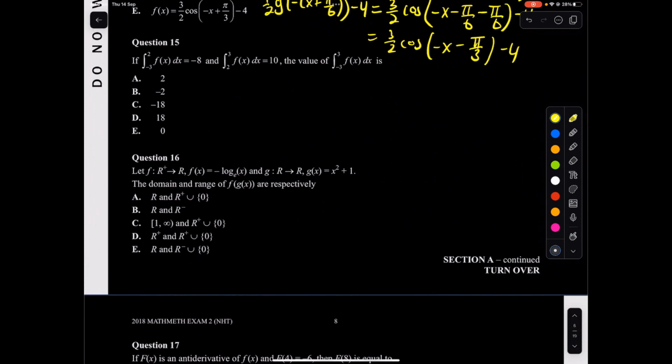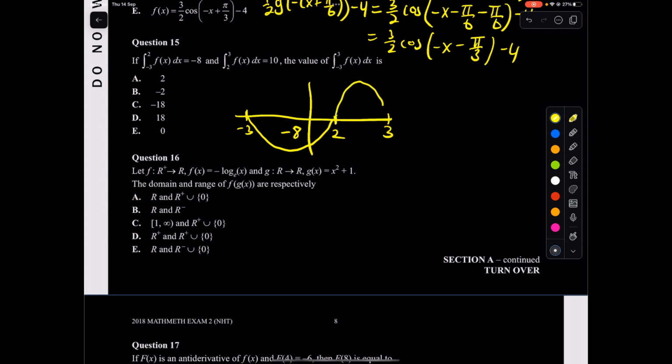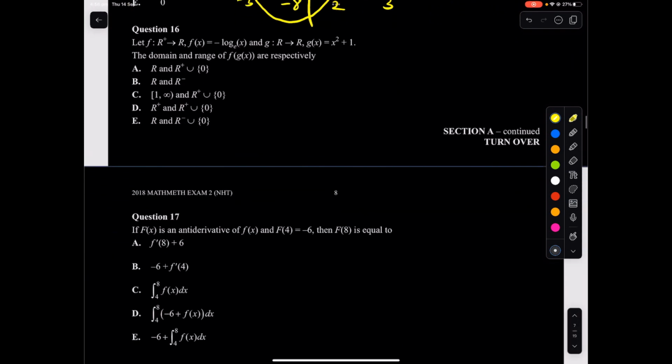Question 15, if negative 3 to 2 is this, 2 to 3 is this, the value of negative 3 to 3 is what? This is a common question, so the best way that I would do this question is by drawing a nice graph. Let's say this is negative 3, and this is 2, and this is 3. From negative 3 to 2 is negative, so it's probably here. And from 2 to 3 is positive, so it's like 10 here. So from negative 3 to 3, it's just the addition of both of them. So 10 minus 8, which is 2. Choose A.